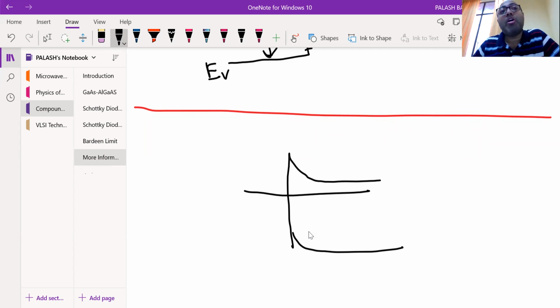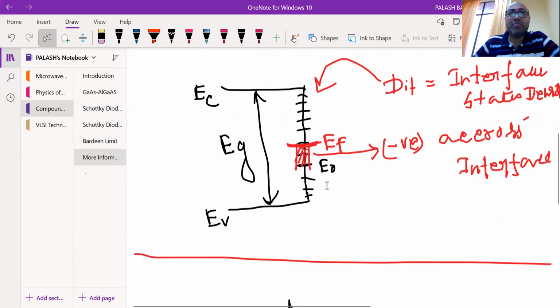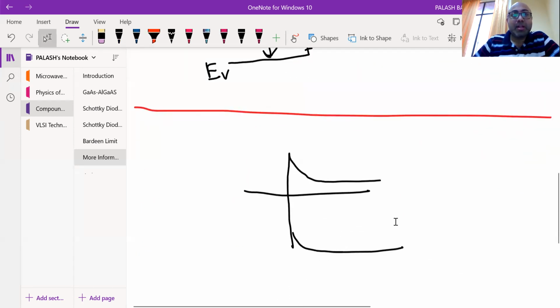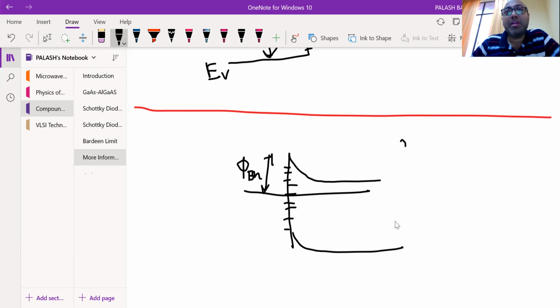Suppose you have a lot of interface states, this phi n is actually determined by gamma. I am not so sure, but I think gamma is equal to 1 by 1 plus qd. So if gamma is equal to 0, this is infinity, so this is 1. Okay.